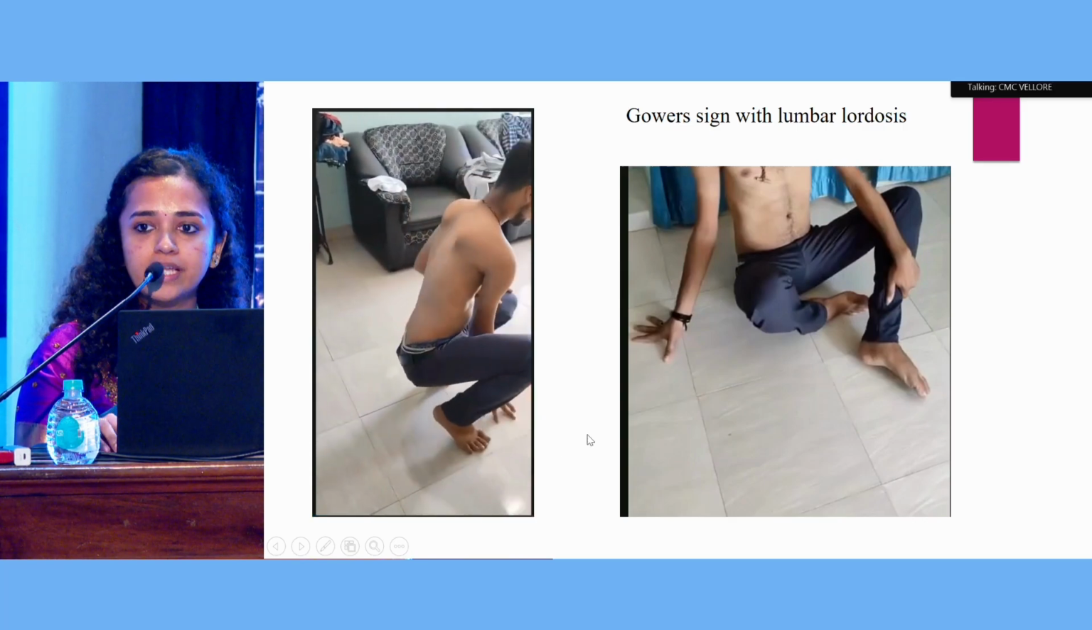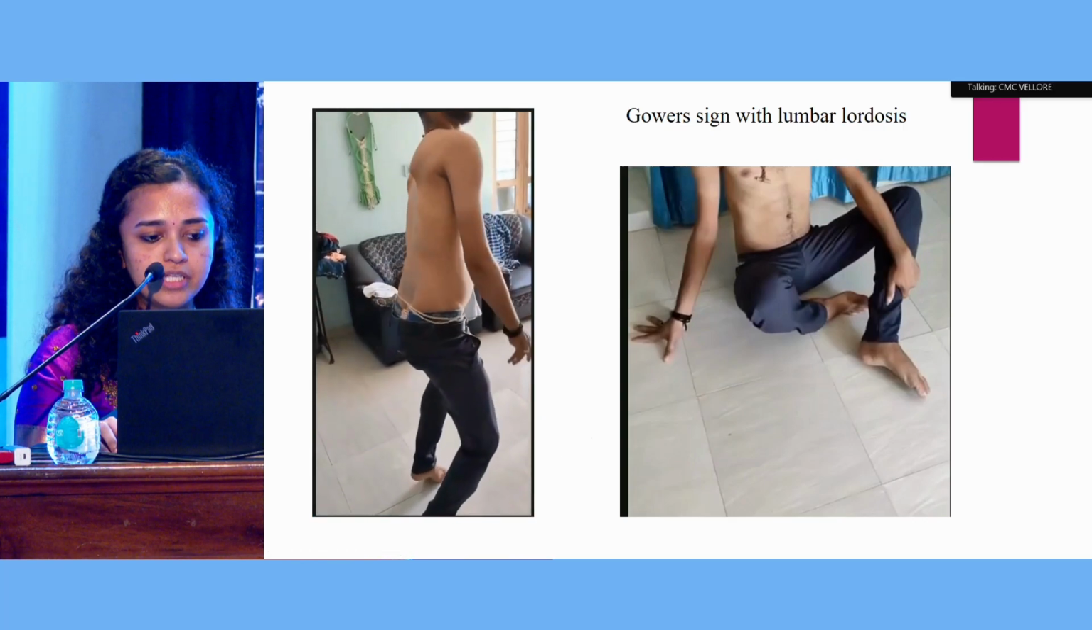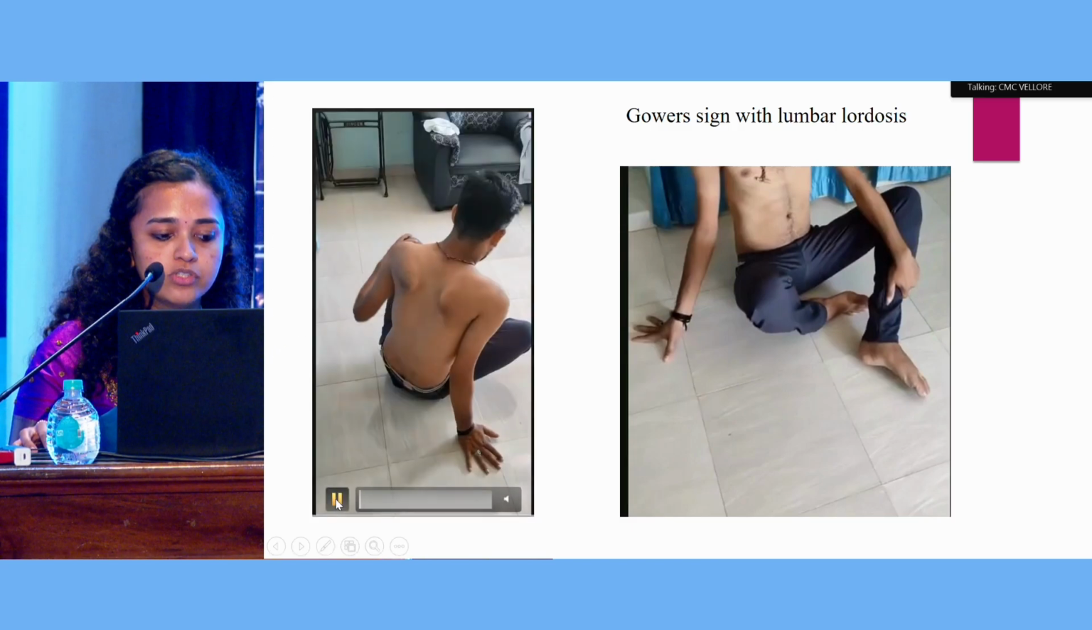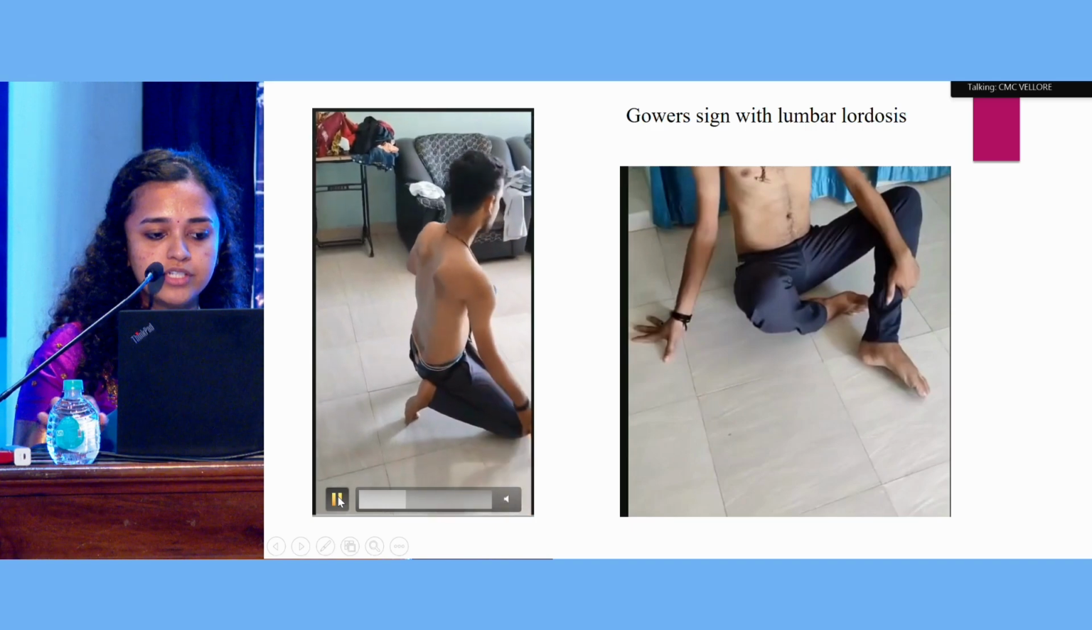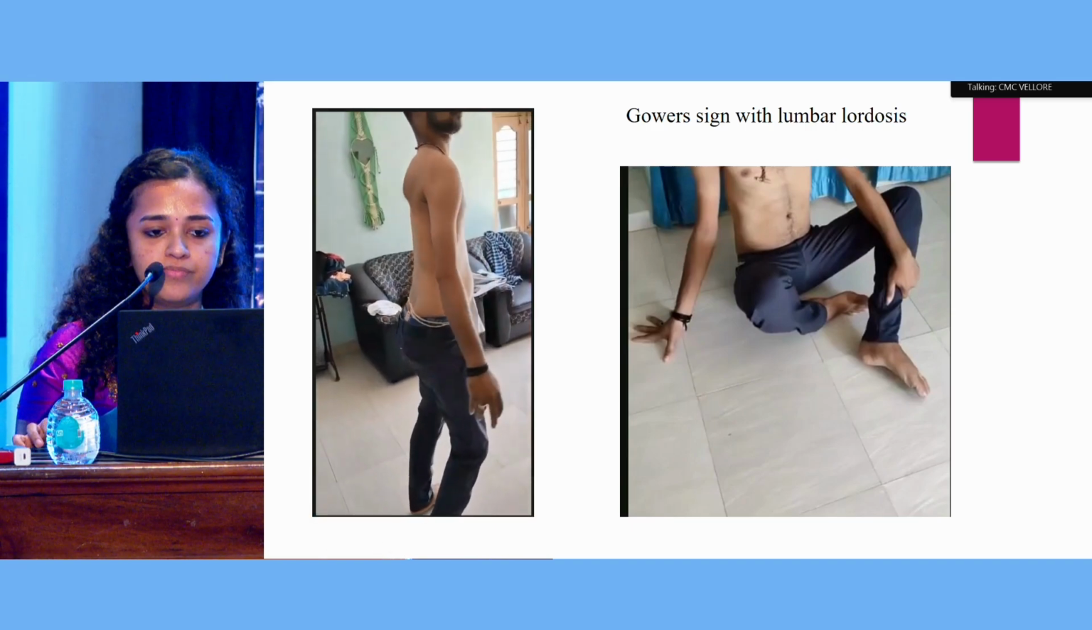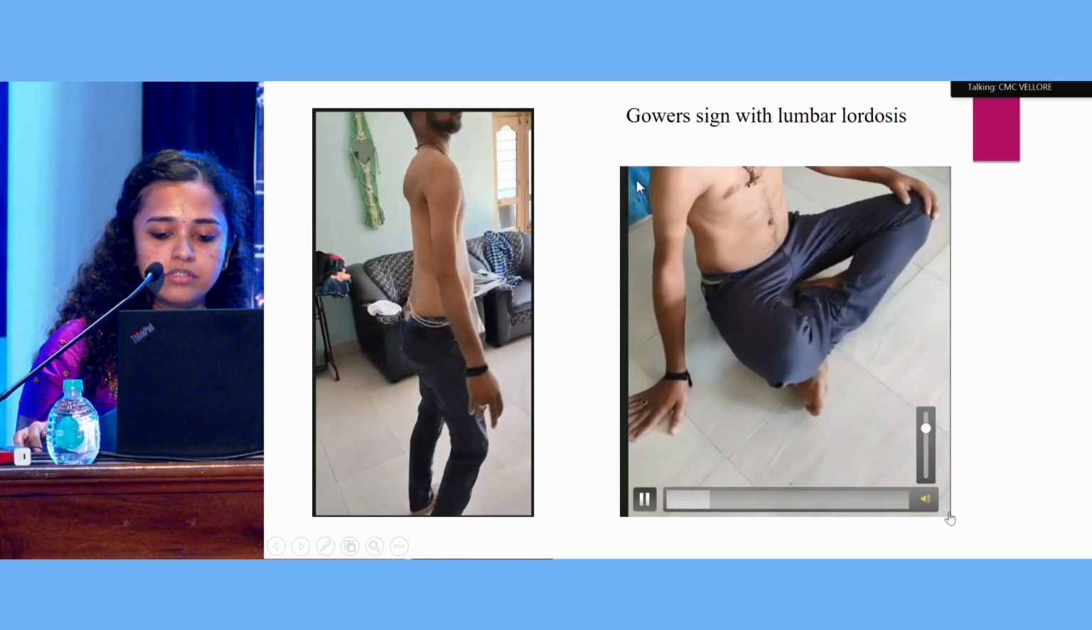So while trying to get up from squatting position, he has difficulty. We see that he is abducting his hip because the abduction is preserved compared to adduction, and he is using the support of himself to get up. This is what we call as a Gower sign. We can also notice that he has prominent lumbar lordosis.